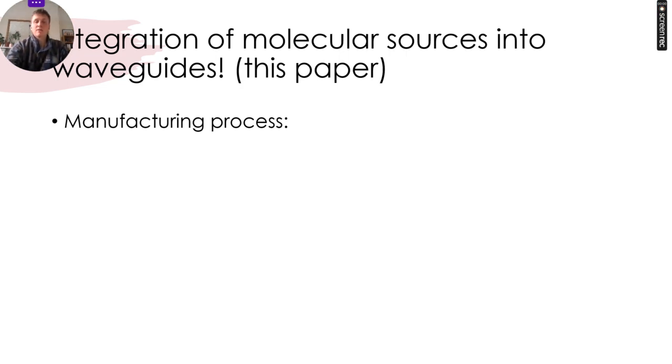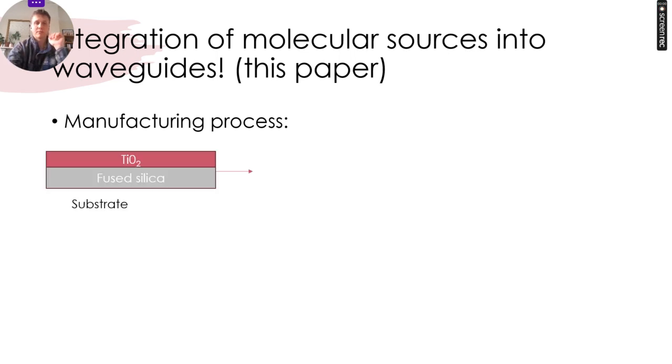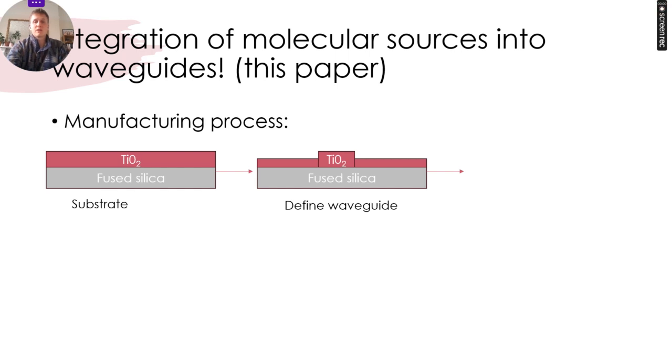The first thing I'm going to go through is how they actually make the chip and how they position these molecules in proximity to these waveguides. They start off with this material structure of fused silica on top of titanium dioxide. They then use a lithography process to define a waveguide like this. This looks like any other waveguide, and the light will be guided in this central region here.